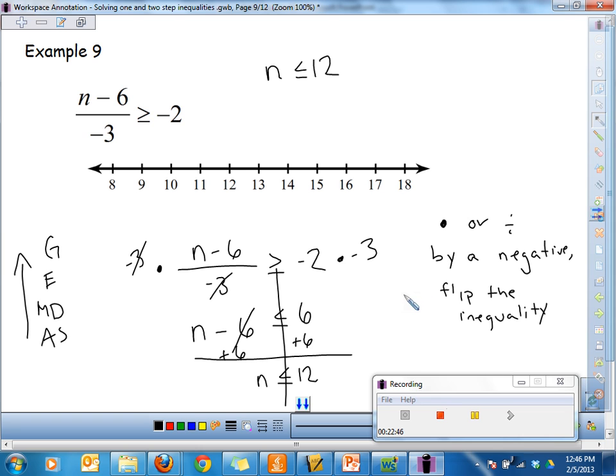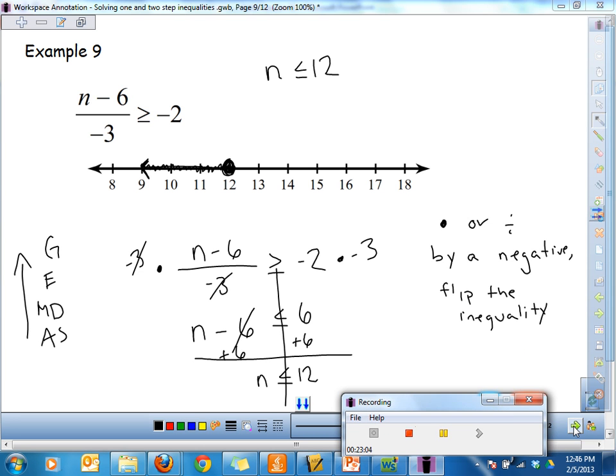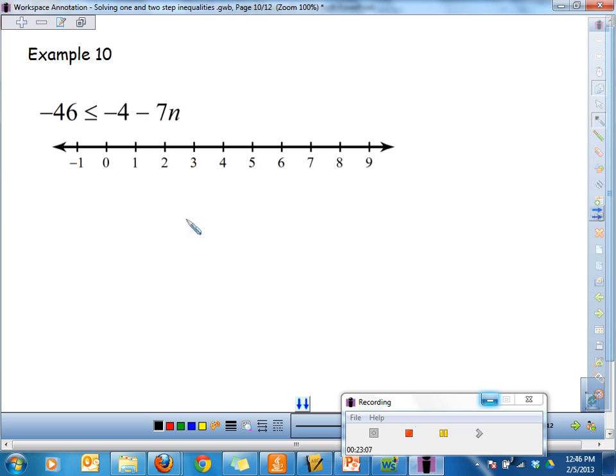Go ahead and try to graph this one on your own. You should have put a closed dot at 12. It is a less than, so we should shade to the left. I'm going to do one more example. All right, let's try this one.